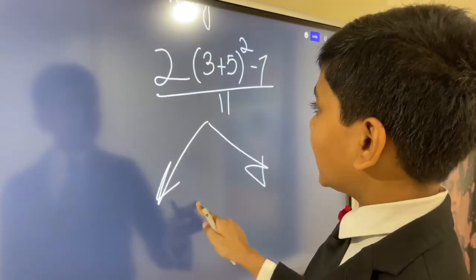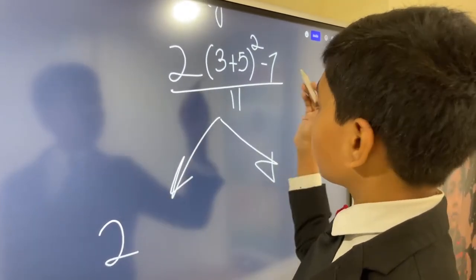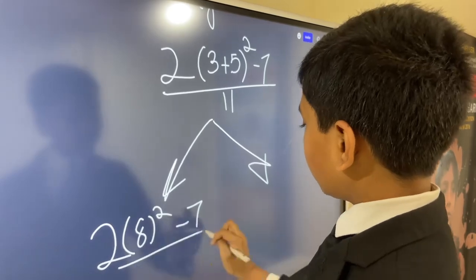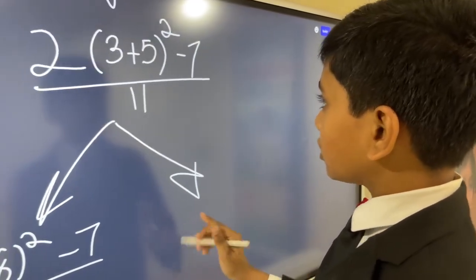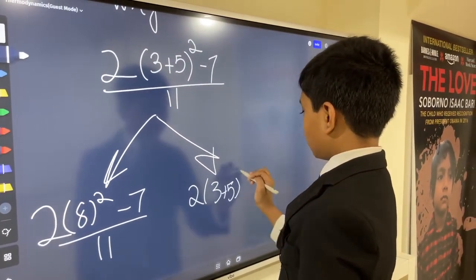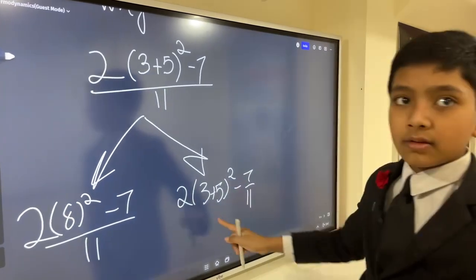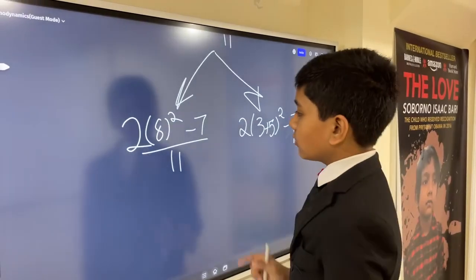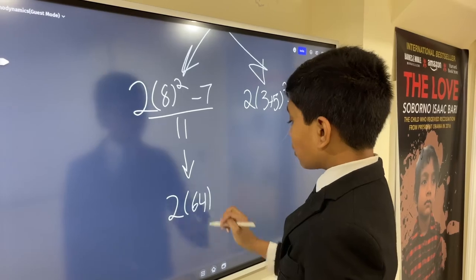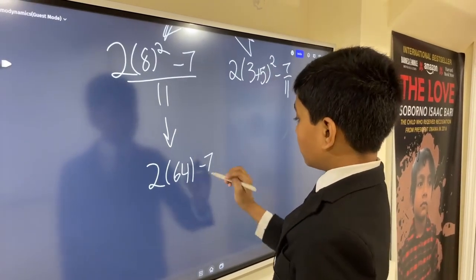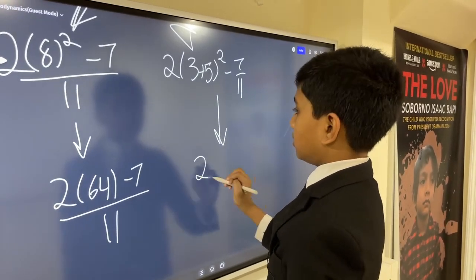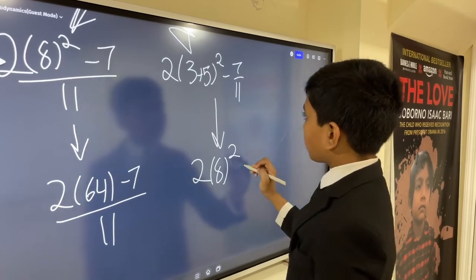So, the first person says we have 2, right? And then we have 3 plus 5, which is 8. We just have the squared over there, minus 7 over 11. Meanwhile, the other guy starts by saying, oh, I got it. We can write it like this, first of all. Now, what this guy does is he does, 8 squared is 64. I'll show you what squared means in a minute. And then he proceeds to do that. Meanwhile, this guy thinks, now we can add 3 plus 5.